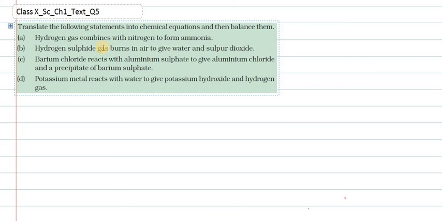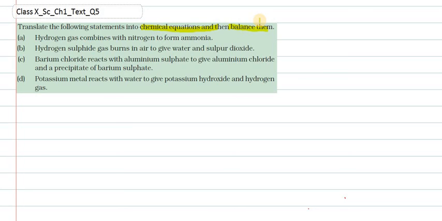Hello, the question says translate the following statements into chemical reactions and then balance them. So first we need to write a chemical equation and then we need to balance the same. So the first reaction is hydrogen gas combines with nitrogen to form ammonia.